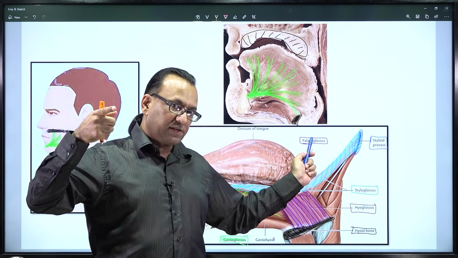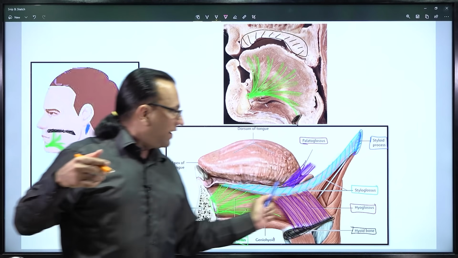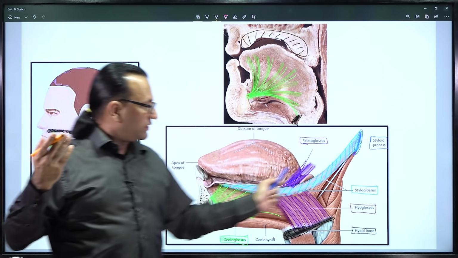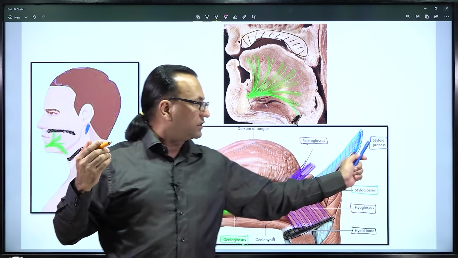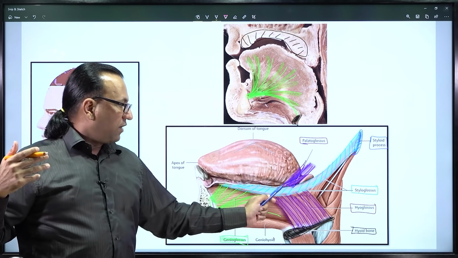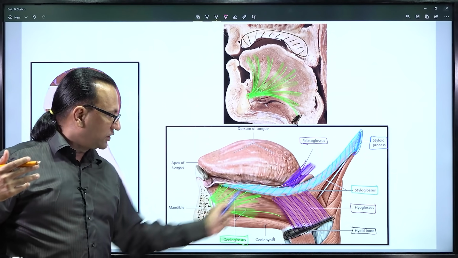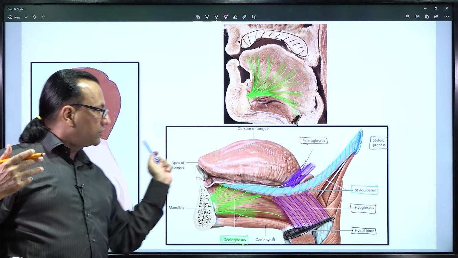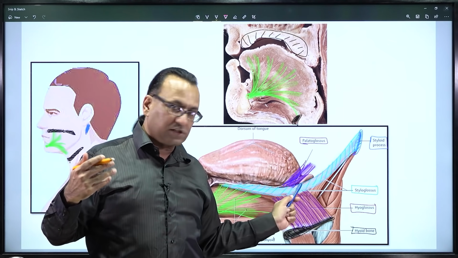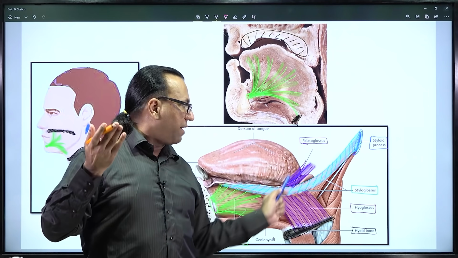What is the function of the muscle? As you can see, it can elevate the tongue upward. Then what is the function of styloglossus? It can retract the tongue. And who is protruding the tongue? That was genioglossus. Genioglossus can protrude the tongue, and if you want to retract it, use the styloglossus. If you want to elevate it, use the palatoglossus.